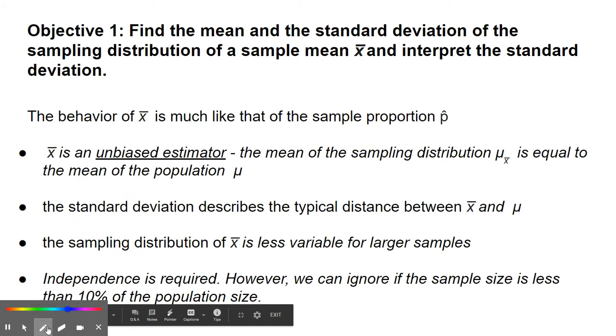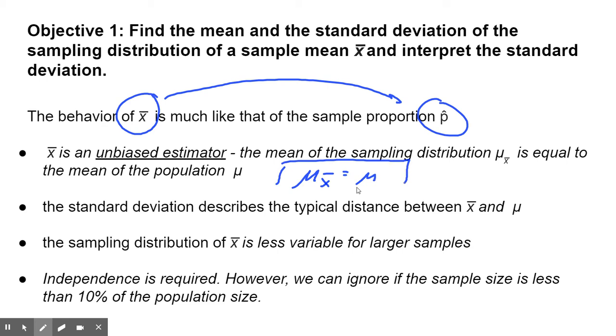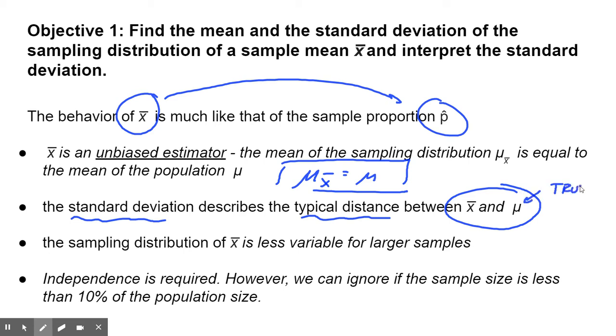All right, a couple things about the behavior of x bar and how it's much like that of p hat. Number one, x bar is also an unbiased estimator. The mean of its sampling distribution, mu sub x bar, is equal to the population mean mu. Number two, the standard deviation is the typical distance between your sample means and the true mean of the population. Remember that mu is the true value, and it's how much our sample values deviate from the true value.